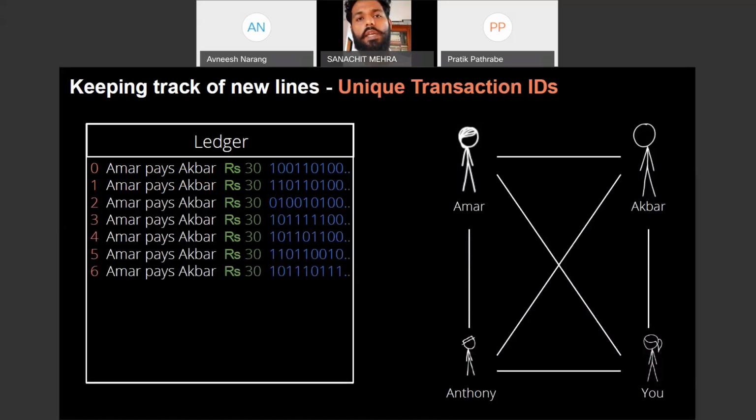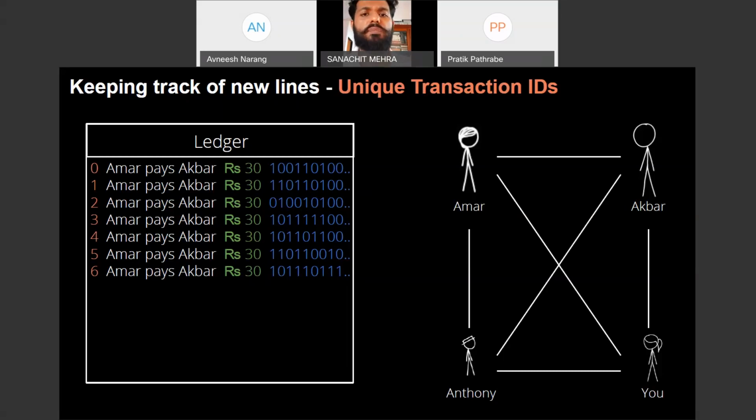So the thing is, even with new lines coming in, anybody can still copy a transaction and then paste it, right? Let's just take the transaction where Amar pays Akbar a sum of 30 rupees, and you have a signature against this. All Anthony has to do is copy this and paste it to the ledger. Now we are going to prevent that by assigning unique transaction IDs against every single ledger entry.